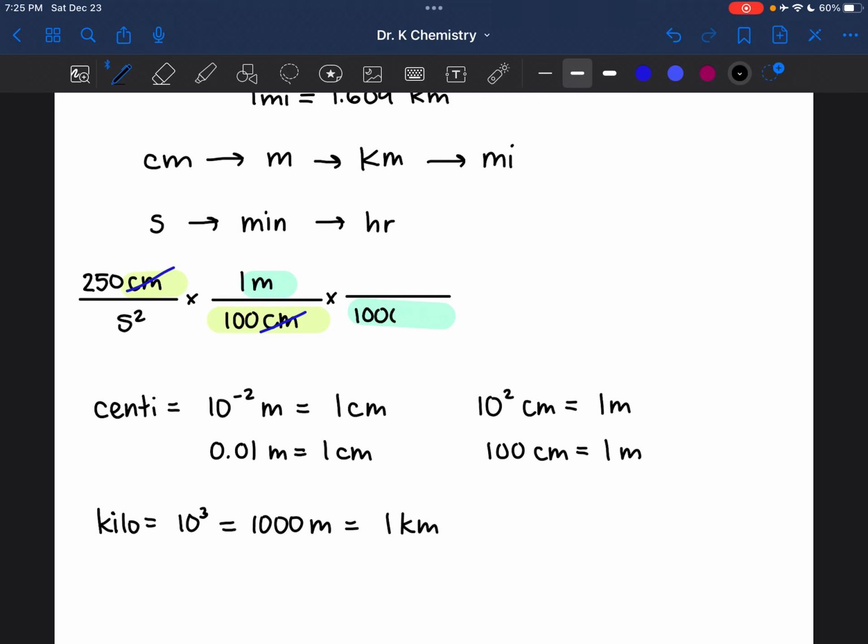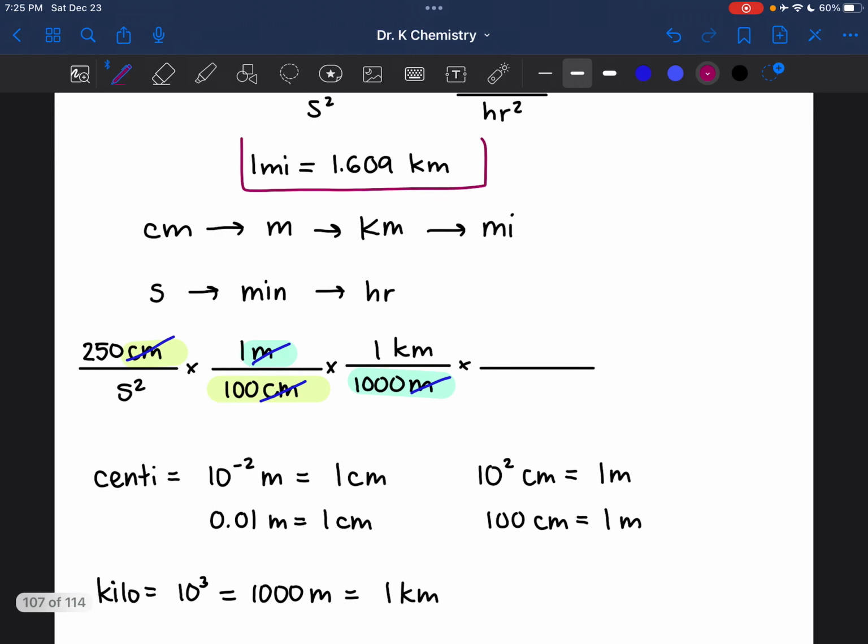So I will put 1,000 meters in the denominator and 1 kilometer in the numerator. And now that they are across from each other, they cancel out. Now that we're in kilometers, we can finally use this conversion that is provided in the problem. And since kilometers are in the numerator here, they need to be in the denominator to cancel. So I will put 1.609 kilometers in 1 mile. And now the kilometers are diagonal and they cancel.